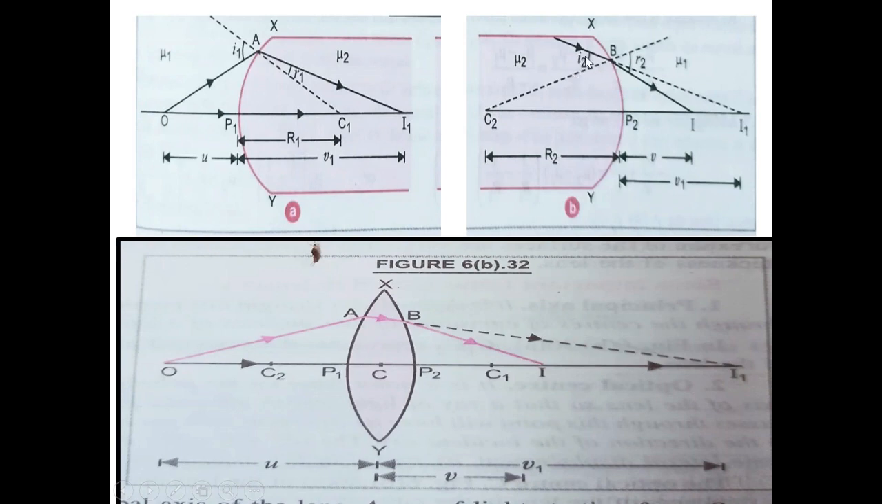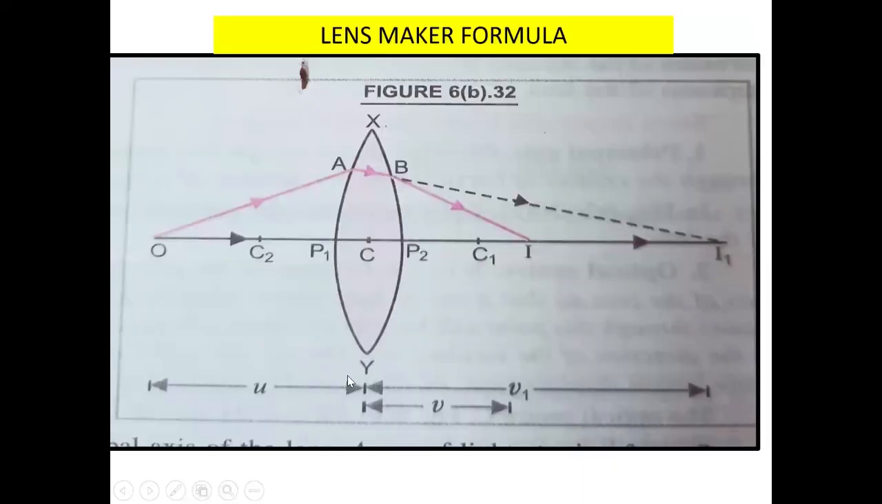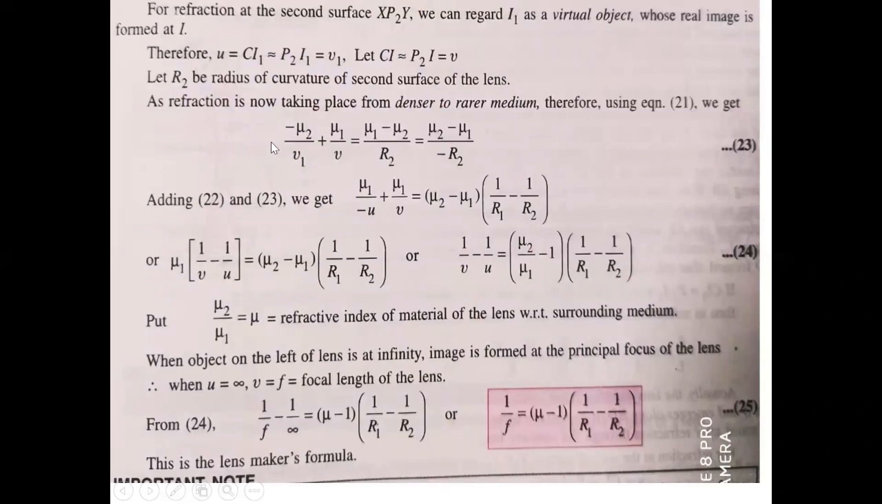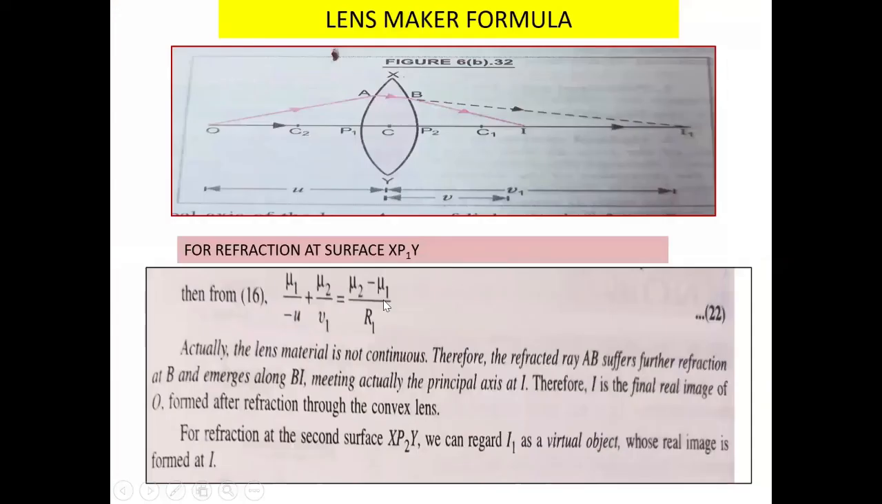Okay? So now we write the expression. This is for the first refraction: mu1 by minus u plus mu2 by v1 is equal to mu2 minus mu1 by r1. So this should be r1, that is, the radius of curvature of this surface is r1. For the second refraction, it is mu2. See, for the second refraction, the subscripts should be changed. In the place of 1, put 2.